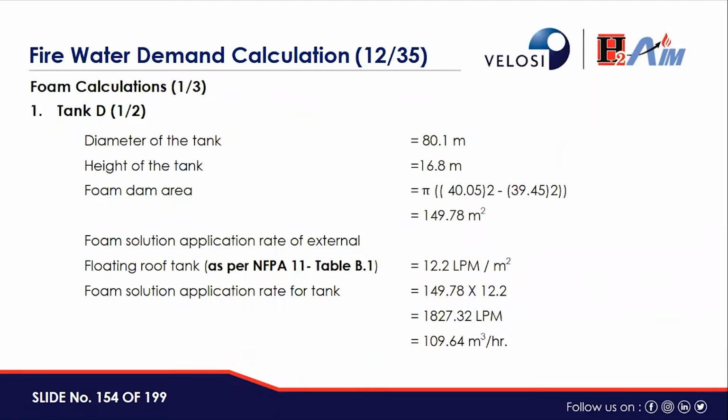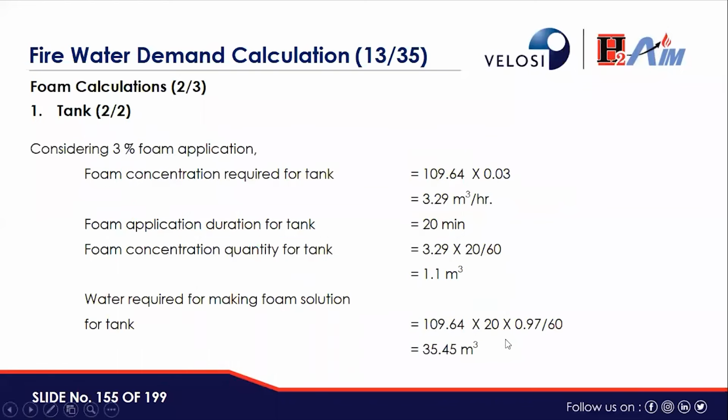So similar calculations for this as well. Diameter, height, foam dam area will be 149.78 meters. Then the foam solution application rate of external floating roof tank as per NFPA 11 table B.1 is 12.2 liter per minute per meter square. So the foam solution application rate will be foam dam area into this application rate. We came to the answer 109.64 cubic meter per hour.